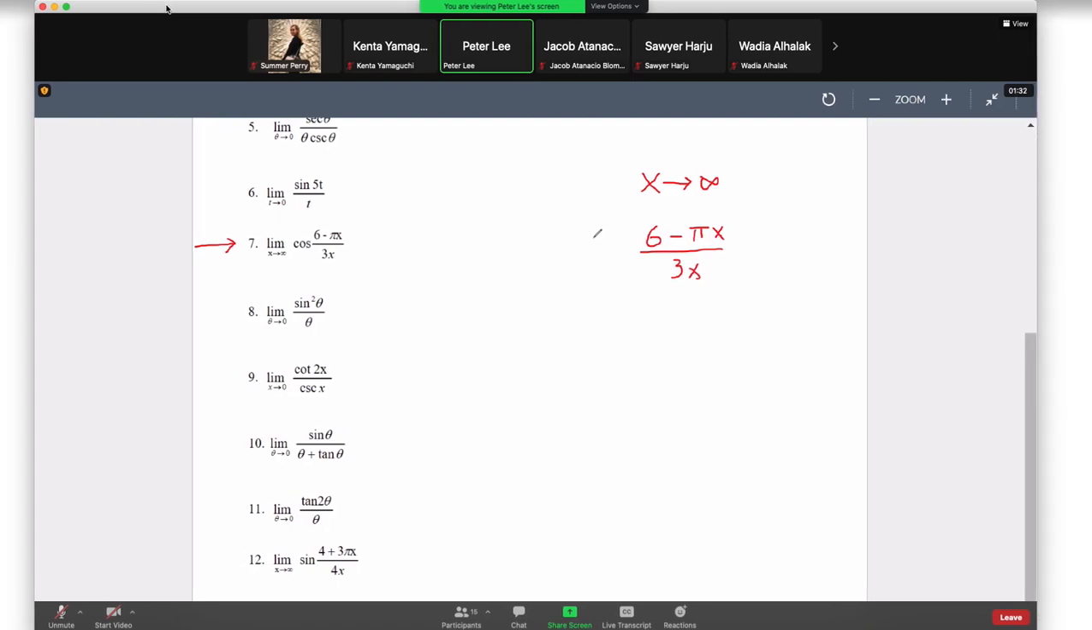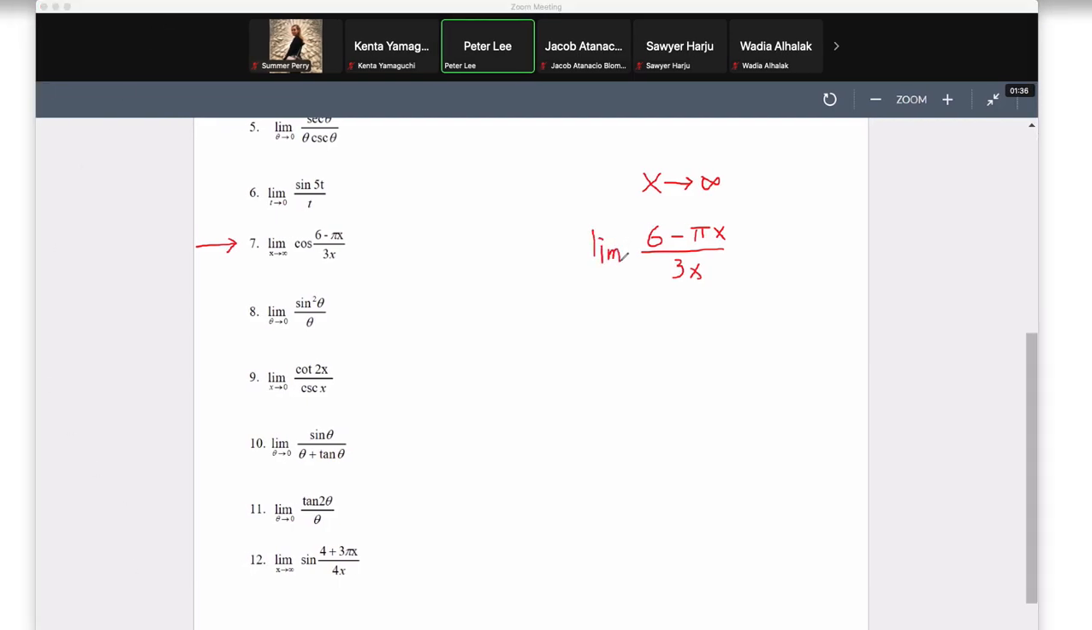So before we apply the cosine, I know there's a cosine, I did not forget the cosine here, but now let's look at this. x is approaching infinity, right? What is the limit of 6 minus pi x over 3x as x approaches infinity? The first step is to figure out what's happening to the argument of cosine without the cosine. So what is this equal to? Can you figure out what this is?